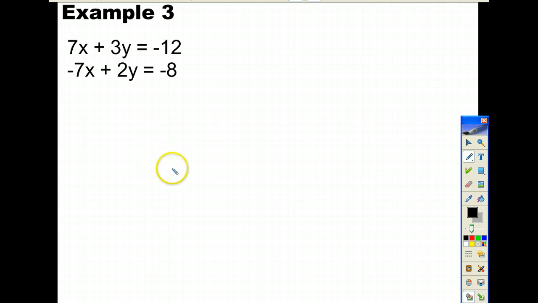All right, go ahead and try this third example on your own. So pause the recording and try to work this one through on your own and see if you can come up with the correct answer.